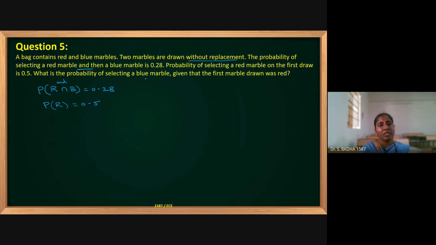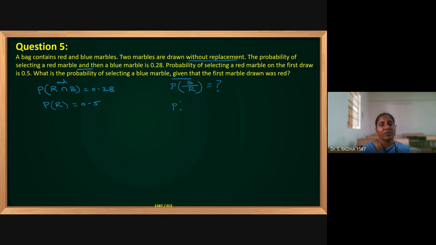What is the probability of selecting a blue marble given the first draw is red? Okay, what is asked? Red is already taken. Now what is the probability of taking a blue marble? Given red means we have to write it in the denominator. Now we are supposed to find this.